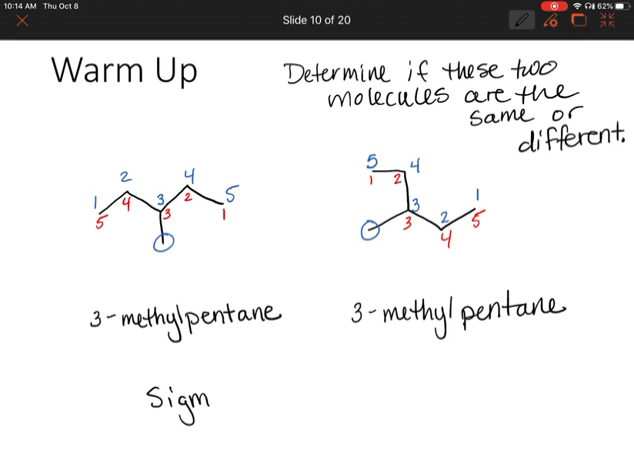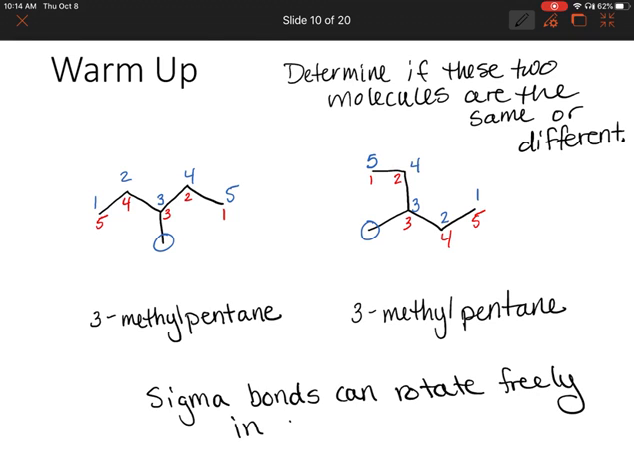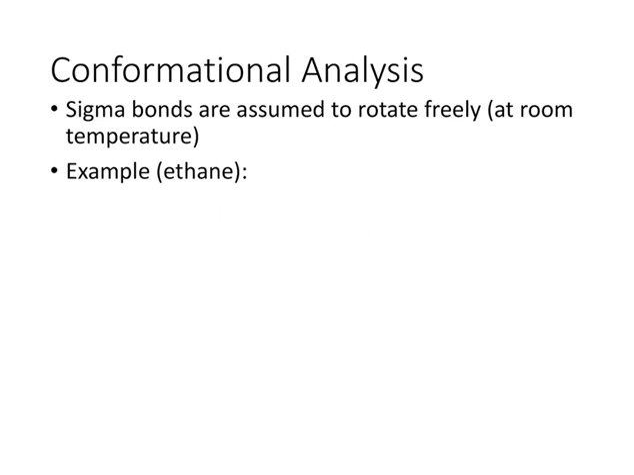Sigma bonds can rotate freely in space. And that's going to be important for our next conversation. So let's talk a little bit more about conformational analysis.